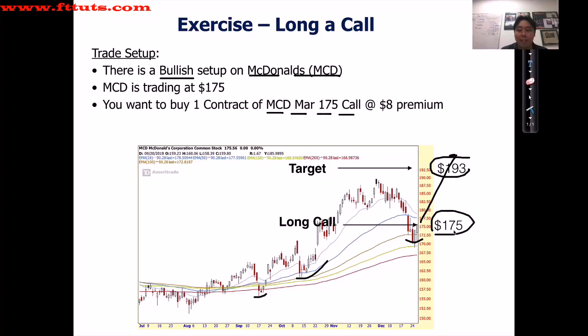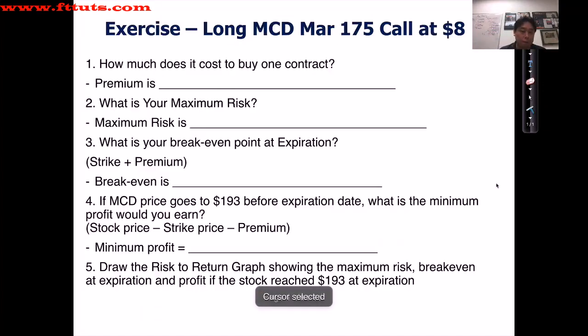The market price is now 175. If we buy a call with the strike price of 175, it is at the money. The premium that we pay in this case is $8, which we can check from the option chain. We also select the March calls because currently it's December, so the March calls will give us at least 60 days to expiration or more.